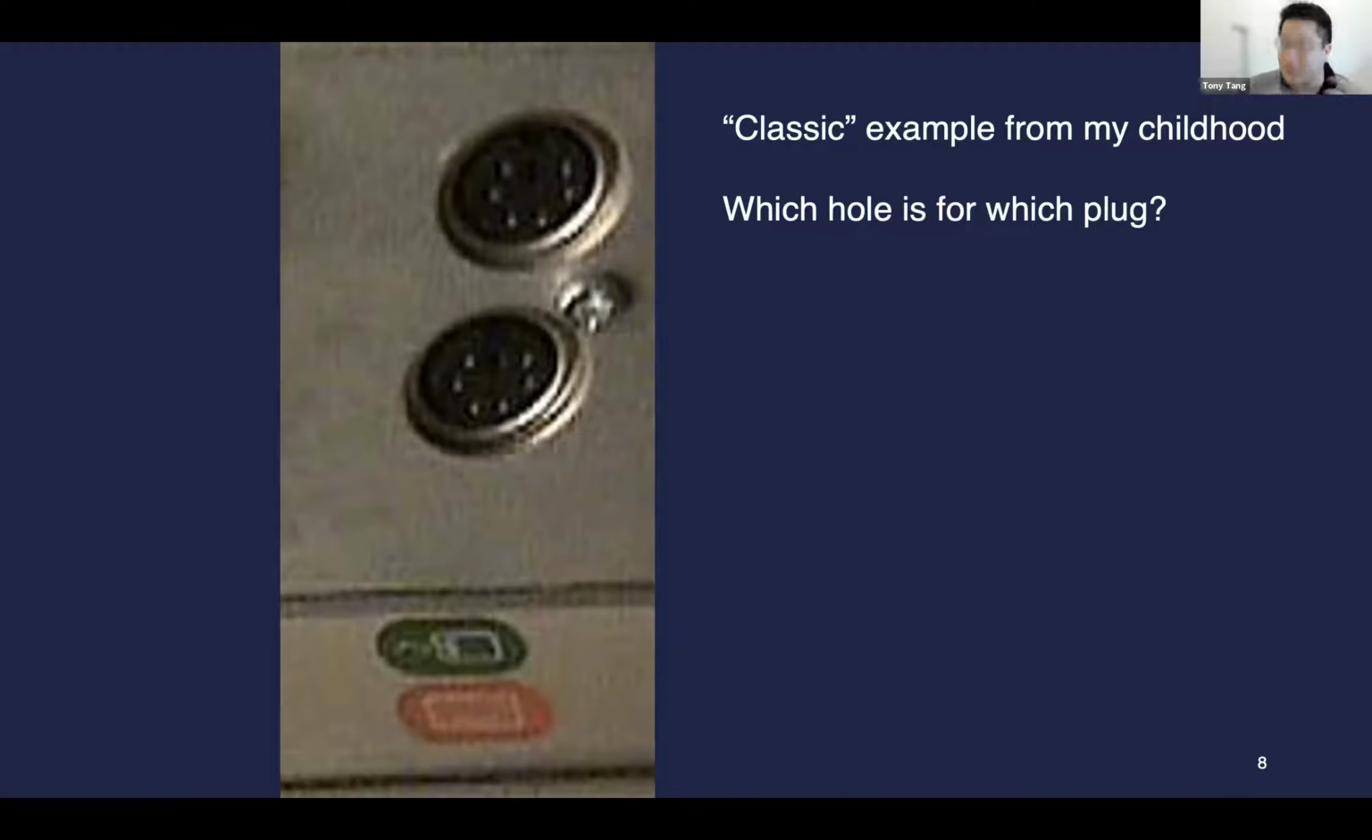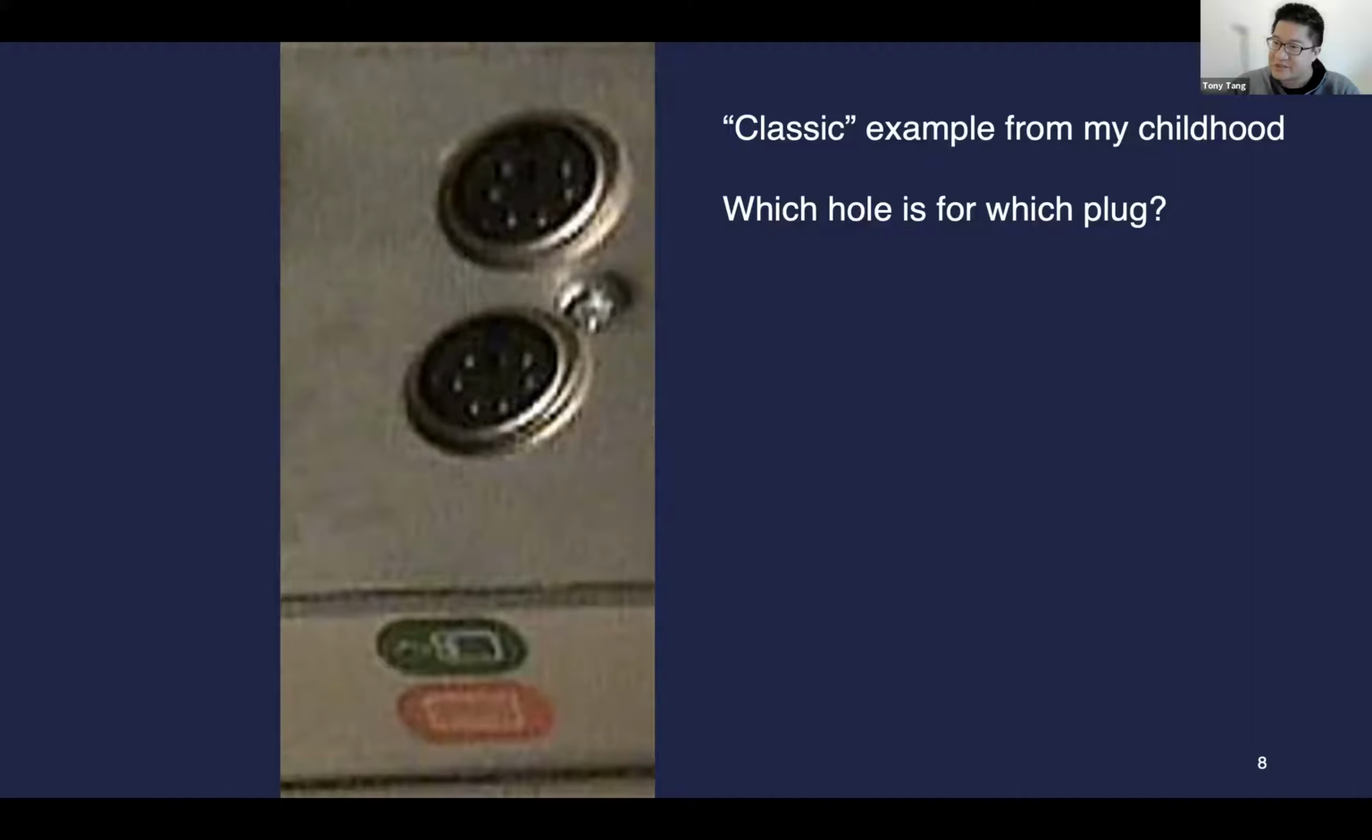So these two plugs are called PS2 plugs, not PlayStation 2. I can't remember what PS2 actually stands for. But anyway, they were for your keyboard and for your mouse. And they are the exact same plug, right? So our mouse, this is back in the day of wired peripherals, and we didn't have USB yet, right?